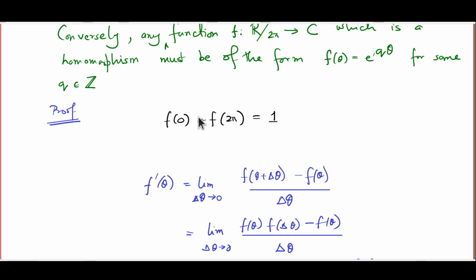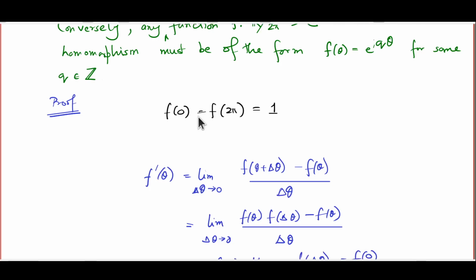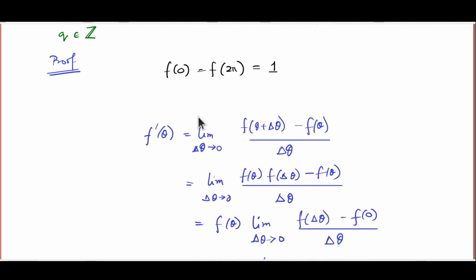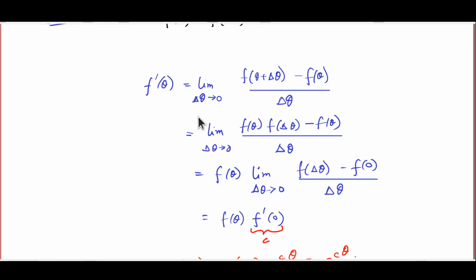And now what you have is f of theta times f of delta theta minus f of theta, divided by delta theta. And so what you can easily do is take f of theta common and you end up with f of theta times the limit as delta theta goes to 0 of f of delta theta minus 1, which is also the same as f of 0, by delta theta. Note that f of theta is independent of delta theta, it is just an overall number, so it can be taken out of the limiting process. But notice that the new limit that we have is nothing but the derivative of the function f at 0. So f prime theta is simply f of theta times f prime 0.